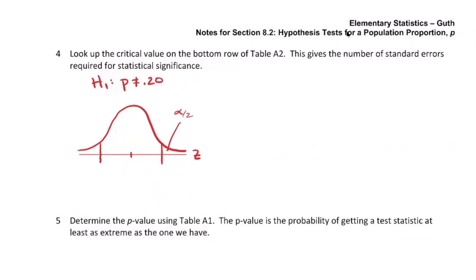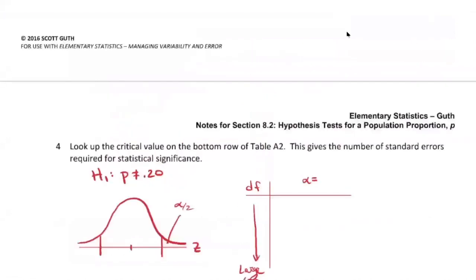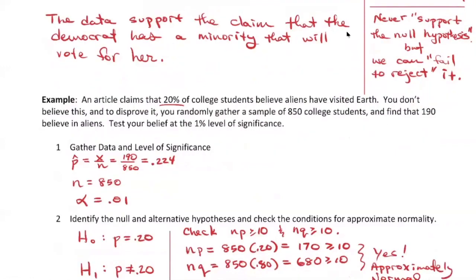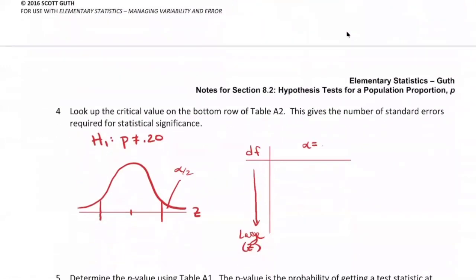Okay, but let's look this up real quick. So this is table A2. They say bottom row where all the z-scores are. So remember there's a degree of freedom column. Just ignore degrees of freedom. Go to the bottom row where it says large z-score. Okay, and this tells how many standard errors. Our alpha this time, I think, was 0.01. Yeah, 0.01. And it's two-tailed, so this is going to be a pretty large z-score compared to our test statistic.